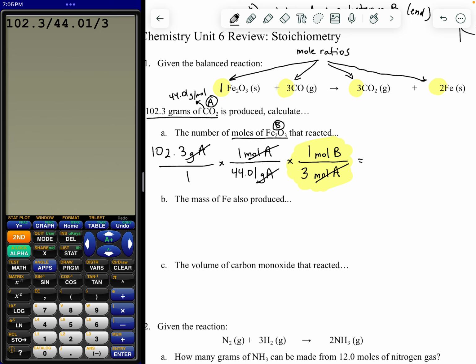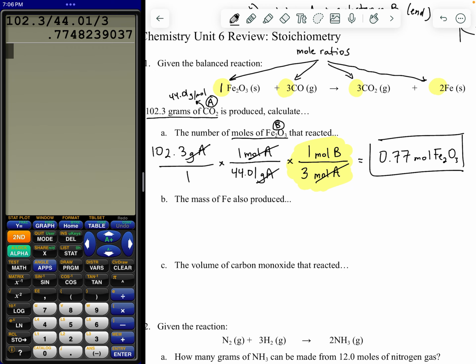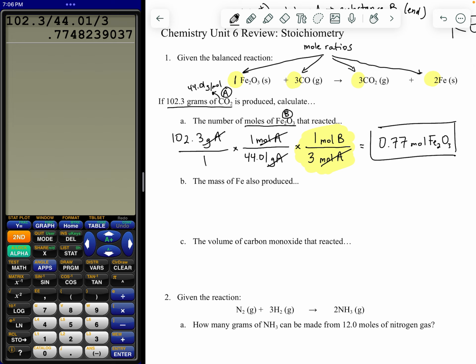these units canceling along. And so I'm going to click enter, and of course, just hundredths place is usually where we like to go. Mole B, you could put mole B here, or you could represent what B is in this particular problem. That is iron 3 oxide there. So there's that. Down here, we see that these all stem from the same starting point, which is our 102.3 grams of carbon dioxide.